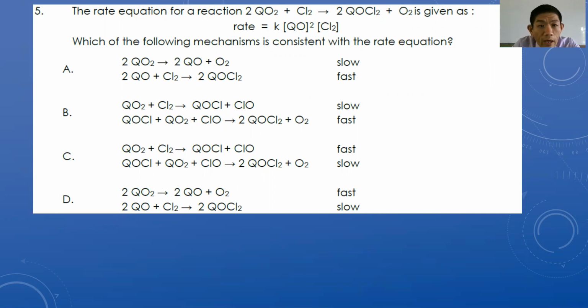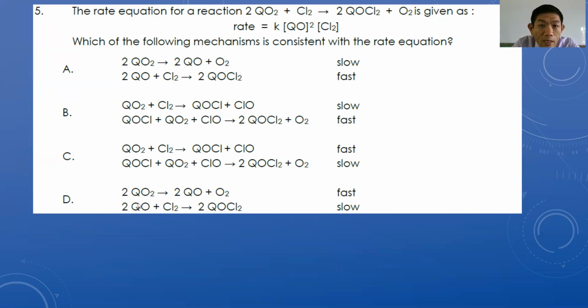If you look at A, the slow step only contains 2 NO2, so A is wrong. B, the slow step contains 1 NO2 and 1 Cl2, which is also not our choice of answer. As for C, in here you have NO2Cl, NO2, and Cl in the slow step. So C is not in our answer selection.